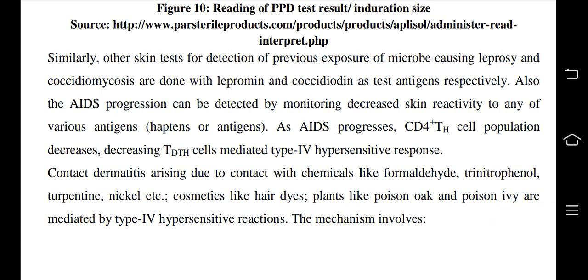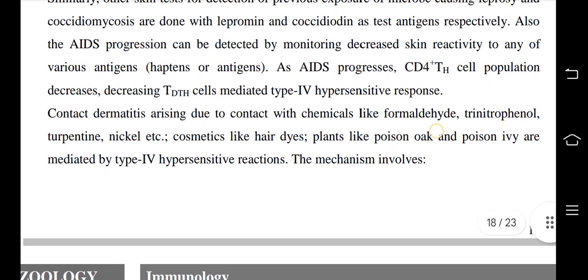Th cells mediate a type 4 hypersensitivity response. Contact dermatitis arises due to contact with chemicals like formaldehyde, trinitrophenol, turpentine, nickel, etc. Cosmetics like hair dyes, and plants like poison oak and poison ivy, are mediated by type 4 hypersensitivity reaction.